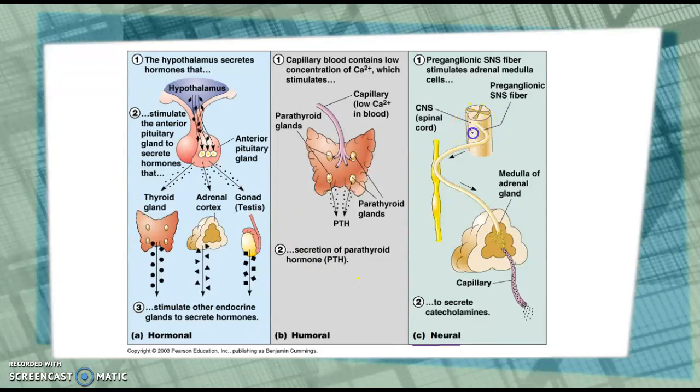So here we go. We have nerve fibers that are going to innervate the adrenal medulla. Remember, these are little glands that sit on top of your kidneys. And once it innervates that adrenal gland, it causes it to release epinephrine and norepinephrine into your bloodstream. So the nervous system is causing the release of a hormone.